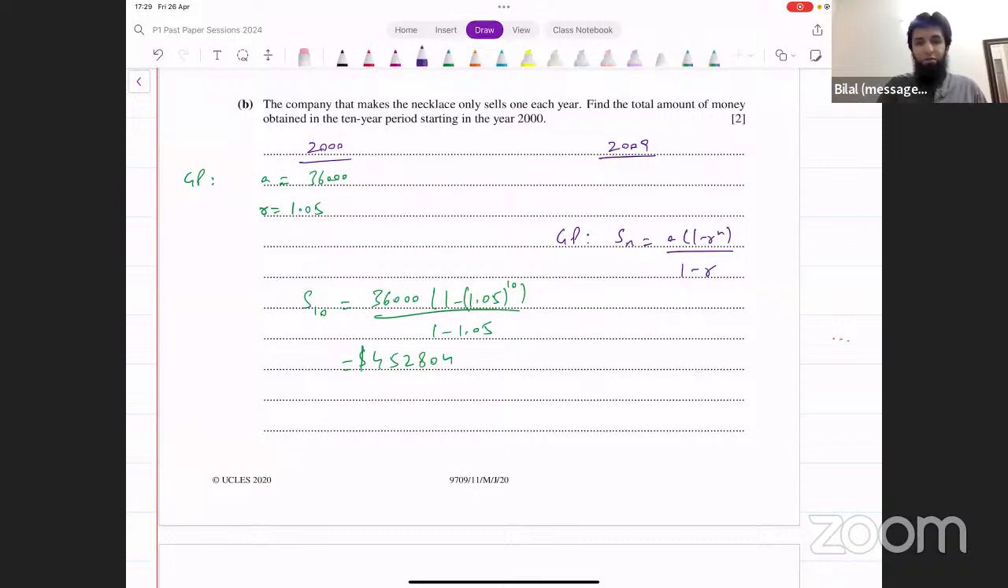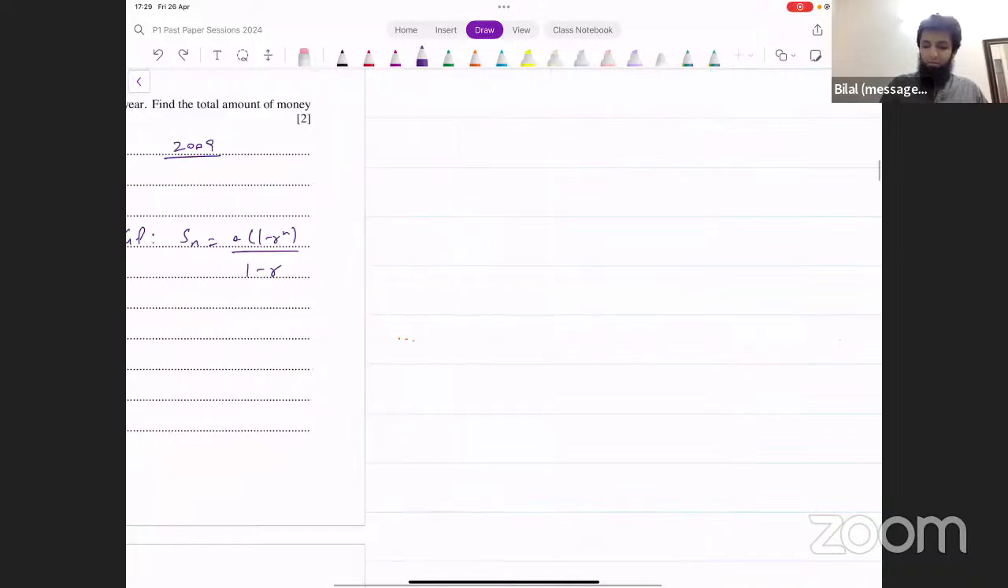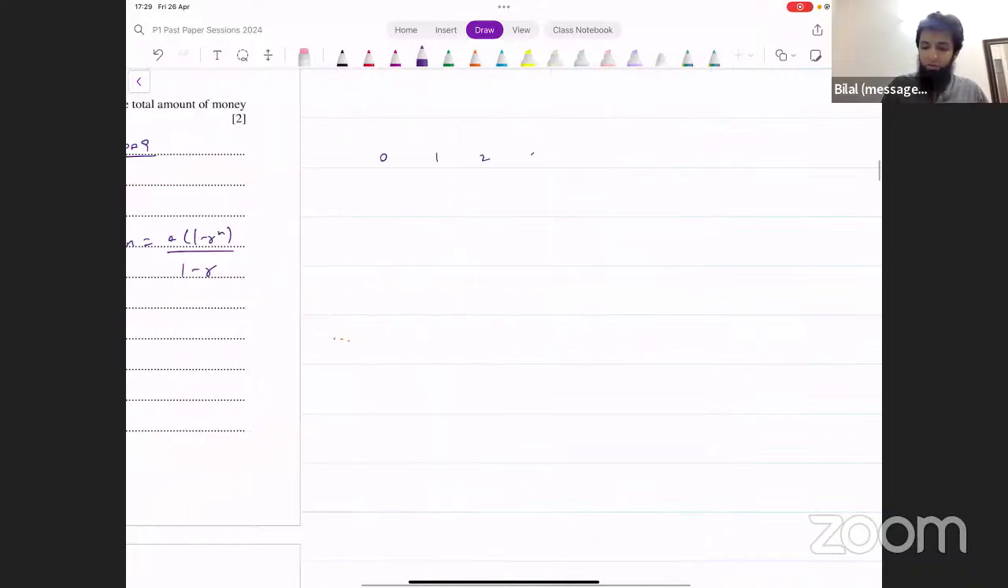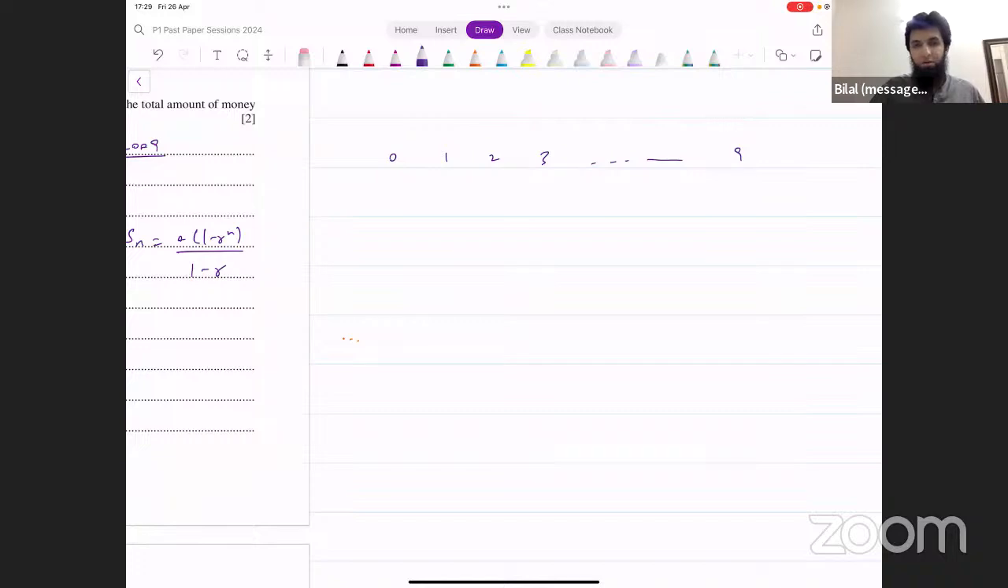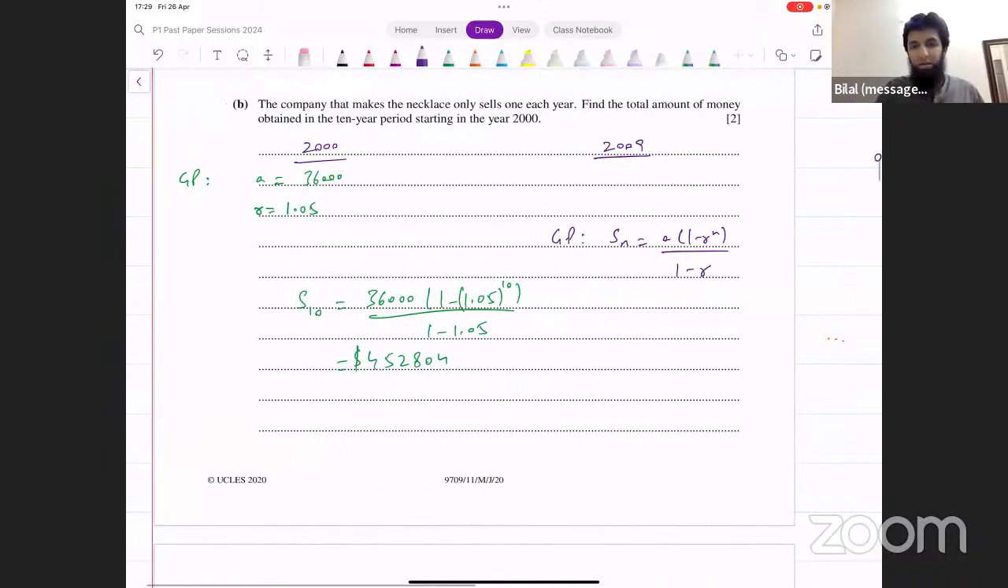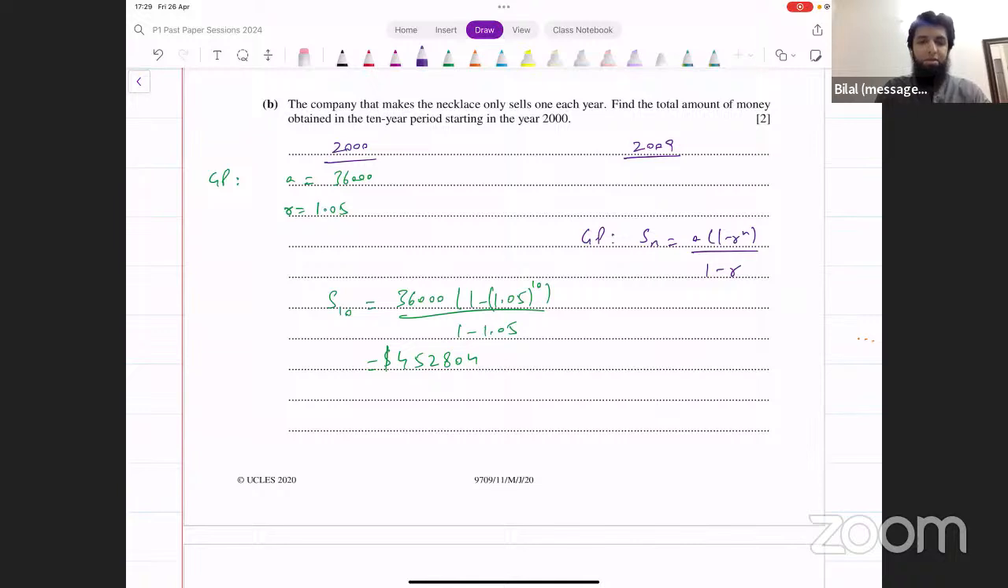Because when you start from 2000, the next is going to be 1. So you're starting from 0, right? 0, 1, 2, 3. These are 10 numbers in total. You're starting from 0. You're not starting from 1. If you're starting from 1, that would be different. Then you would end at 10. But here you're starting from 0. When you start from 0, you end at 2009. Right? Because that's when the 10 terms complete.